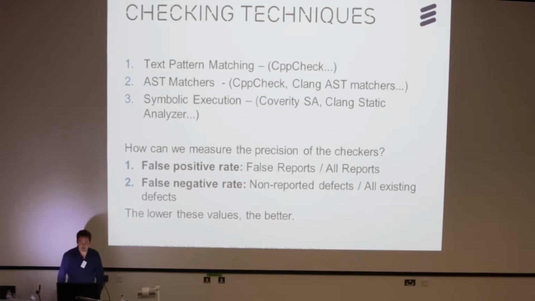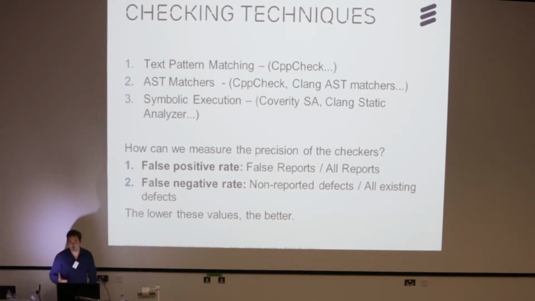Why do you have false negatives? Because maybe you cannot reason about certain properties of the code. The lower these values are, the better. If a checker is pessimistic, then it will have a high false positive rate. However, if it's too optimistic, it will have a high false negative rate. The goal is to drive these two rates low, but theoretically and also in practice, this proves to be very, very difficult sometimes.